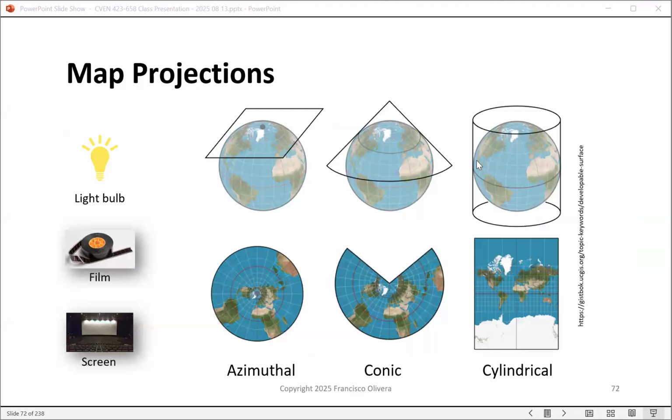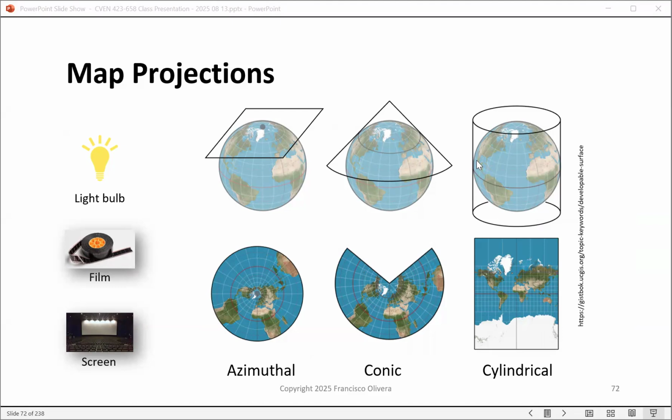In this case, the film is going to be the surface of the Earth. We're going to put a lamp, in many cases, in the center of the Earth so that we can project the surface of the Earth that is going to be assumed as a film. And then we're going to put a screen.